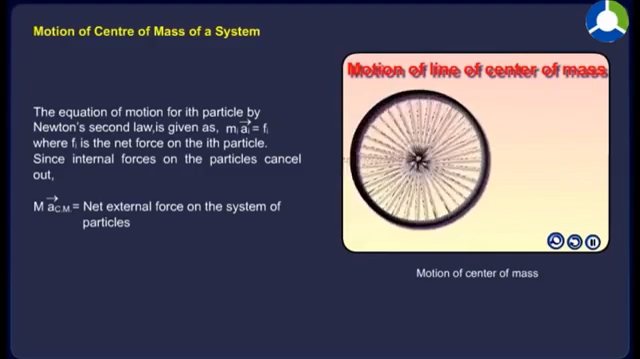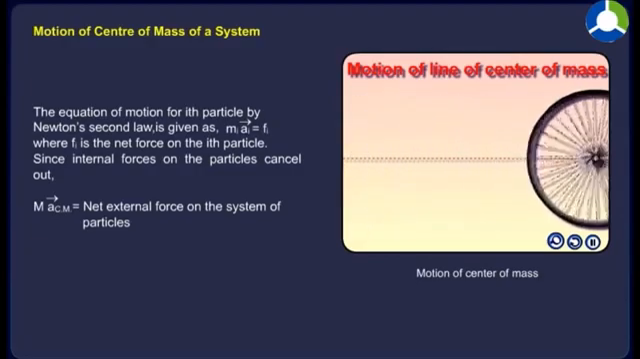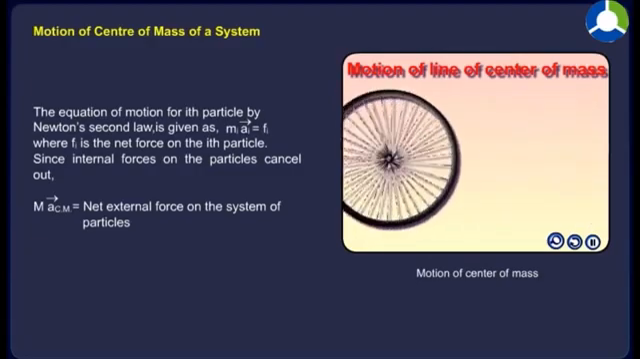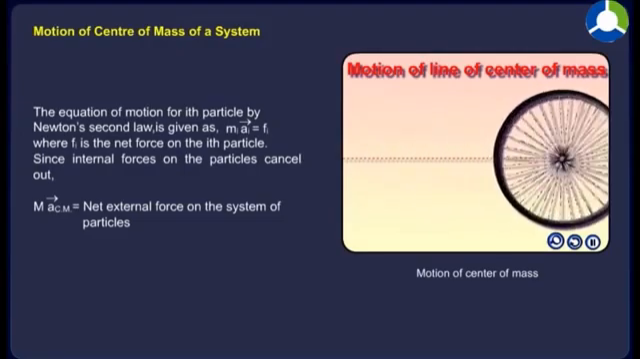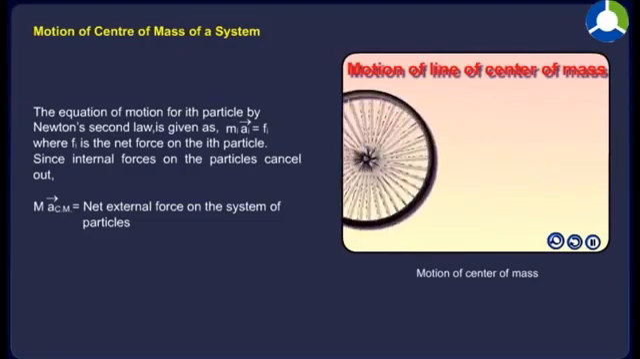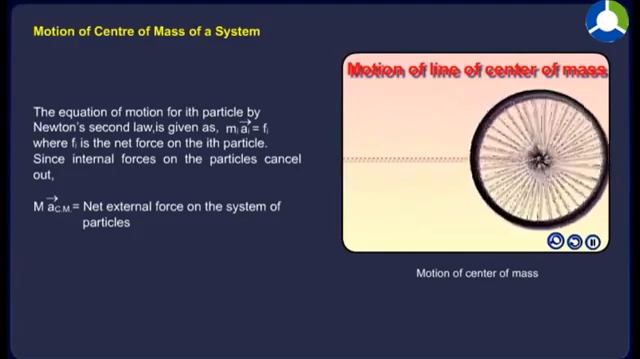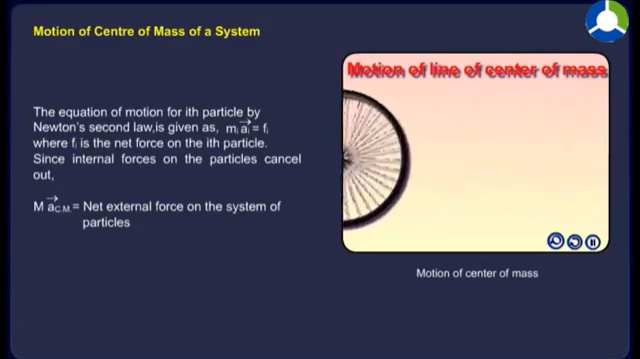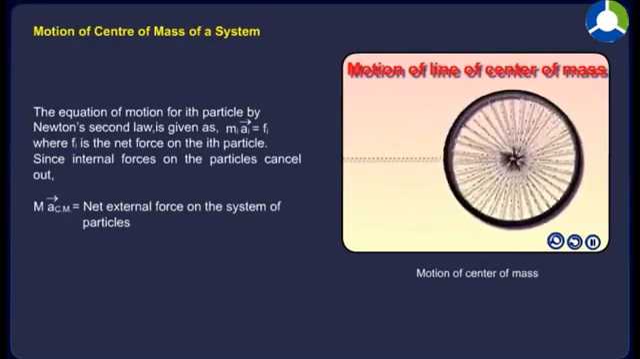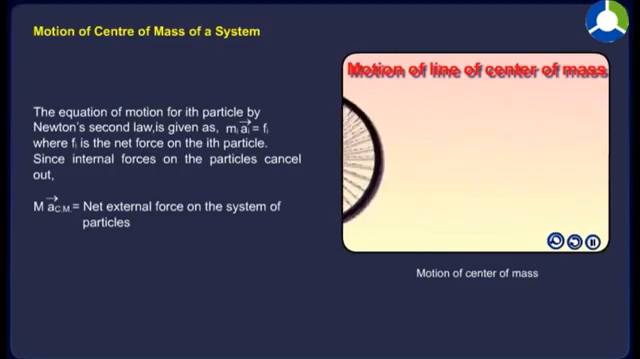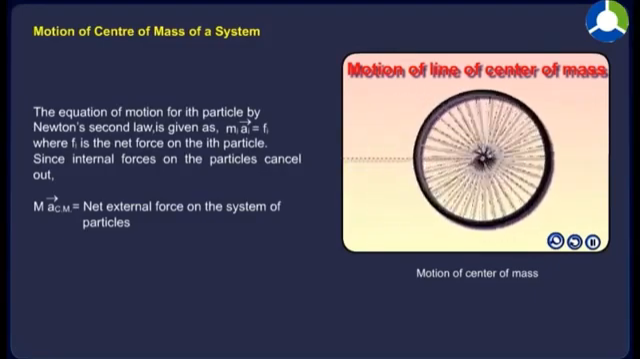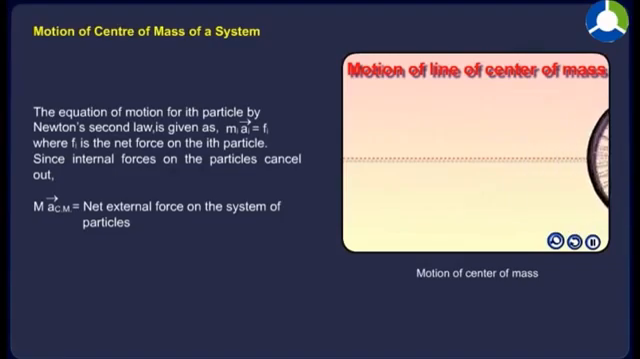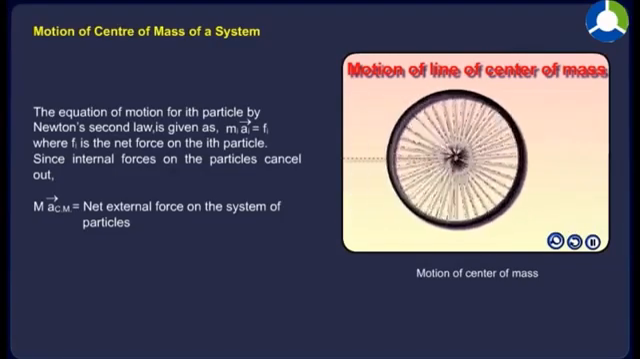The equation of motion for the ith particle by Newton's second law is given as m_i a_i vector equal to F_i, where F_i is the net force on the ith particle. Since internal forces on the particles cancel out, m a_cm vector is equal to the net external force on the system of particles.